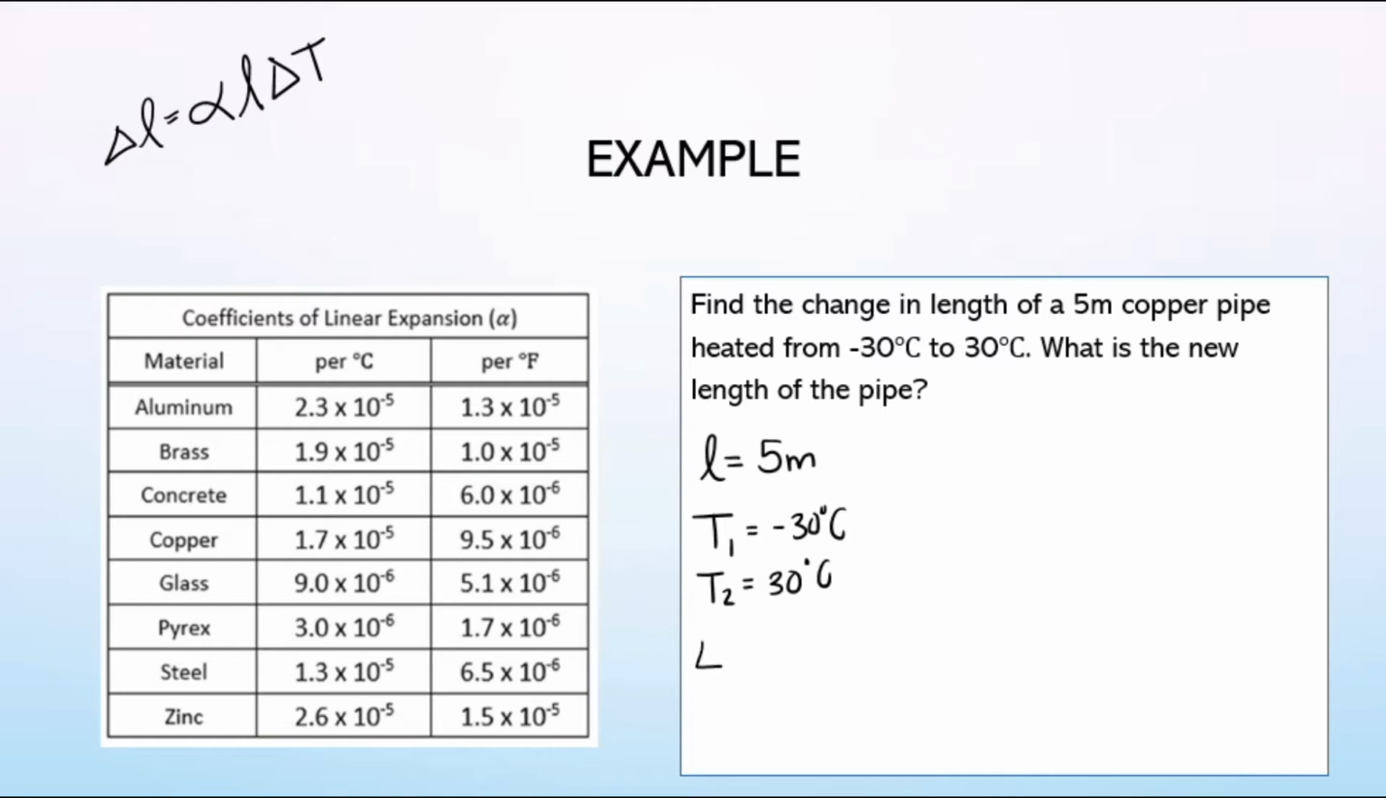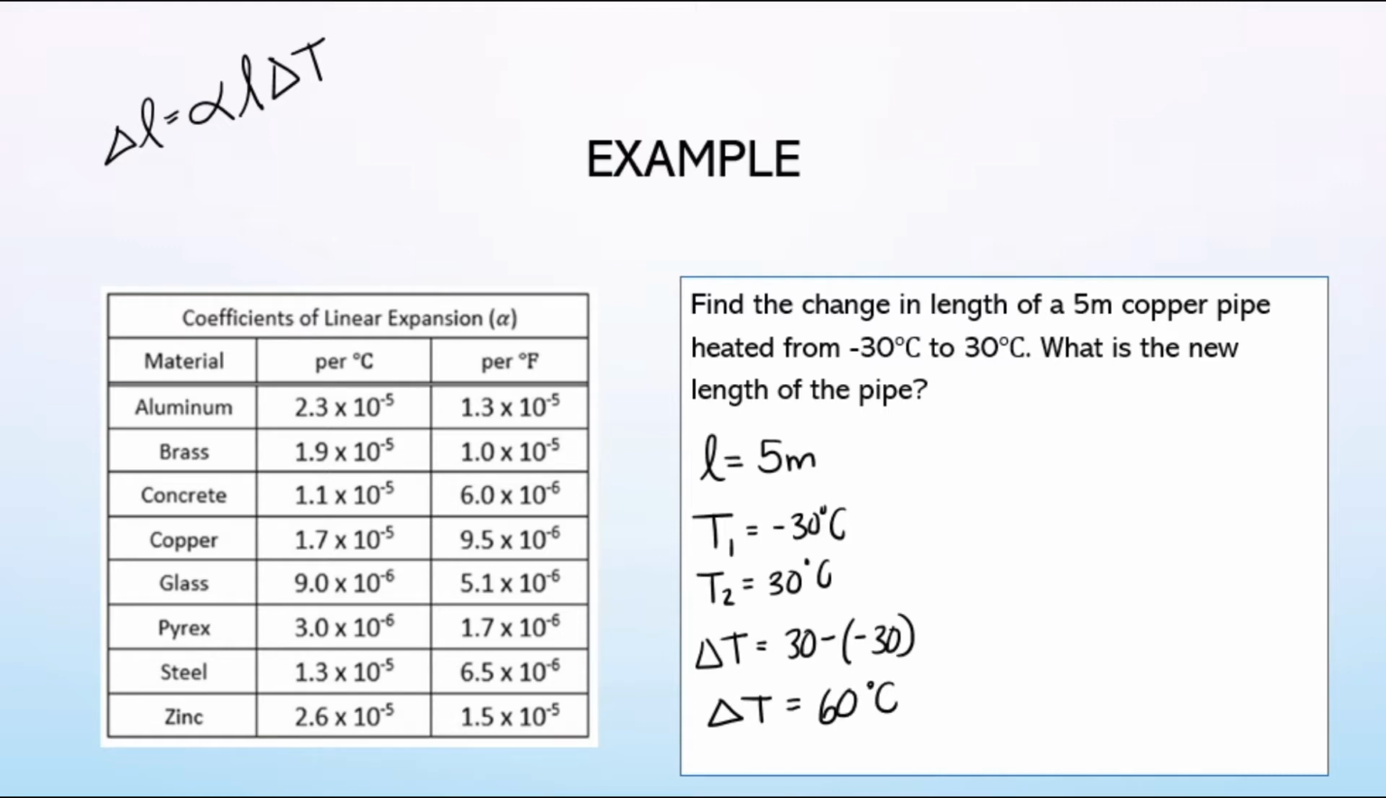So my change in temperature is T2 minus T1. So 30 minus, and watch this, negative 30. So punch that into your calculator or know how negatives work, and you'll see to go from negative 30 to positive 30, you actually cover 60 degrees Celsius.